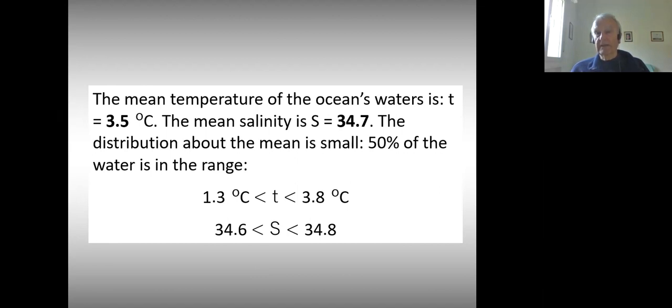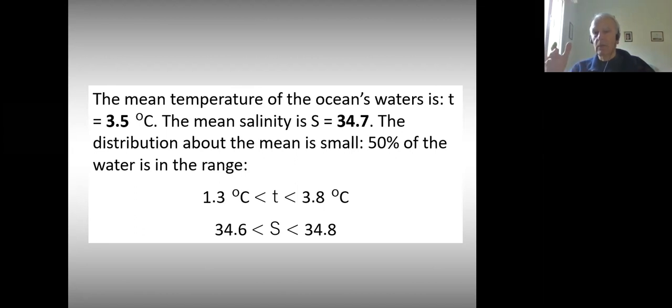And the major volume of the ocean is contained in the average depth of the ocean, which is 5,000 meters. The mean salinity is 34.7 kilogram per meter cubed. The distribution about the mean is small. 50% of the water is in the range 1.3 to 3.8 degrees. So the major part of the volume of the ocean has a temperature between 1.3 and 3.8.